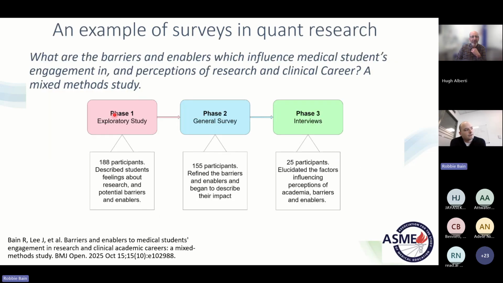So now I want to touch on a couple of examples of quantitative research that we've done up in Newcastle, just to show where that's helpful. This was a study we did in Newcastle where, as a medical student, I think in my second or third year, I thought that actually the teaching we have on research and how to get into clinical academic careers isn't great.